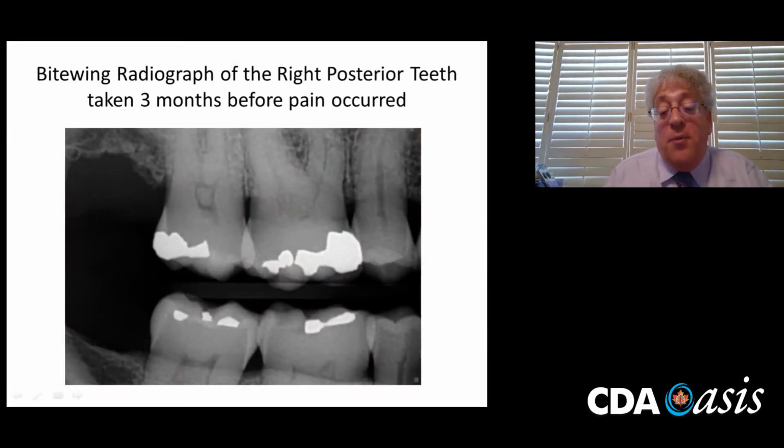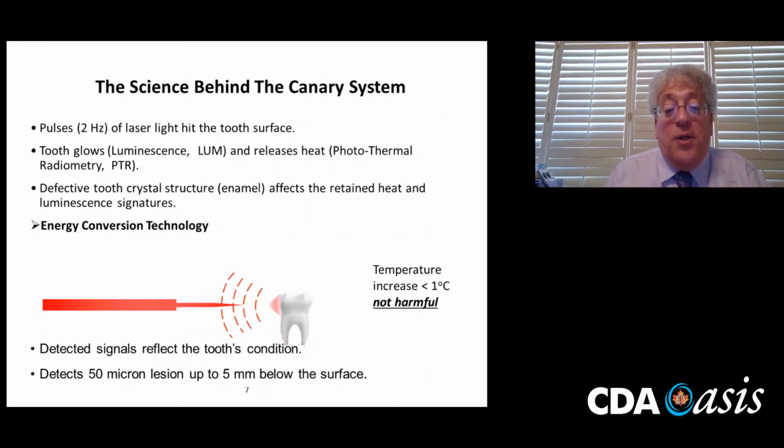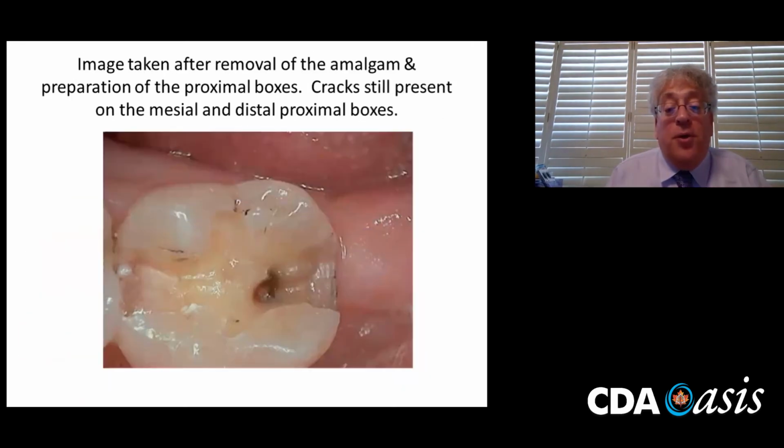And so one of the problems is that these cracks are small, and radiographs are excellent tools for taking a look at bone level and for taking a look at large defects in teeth, but cracks become the challenge. And so now the question is, what do we do?